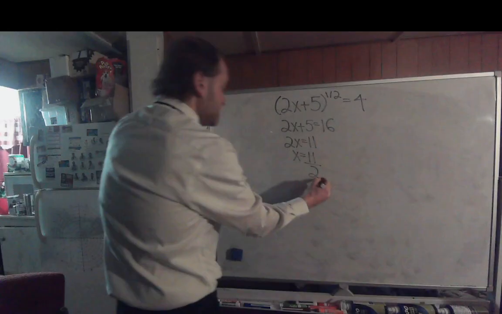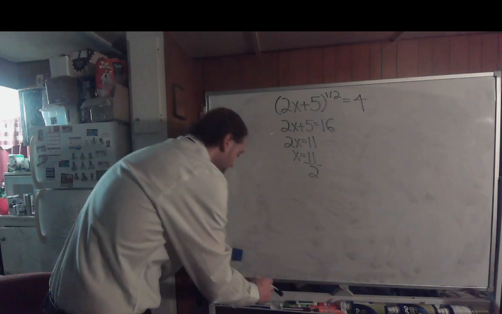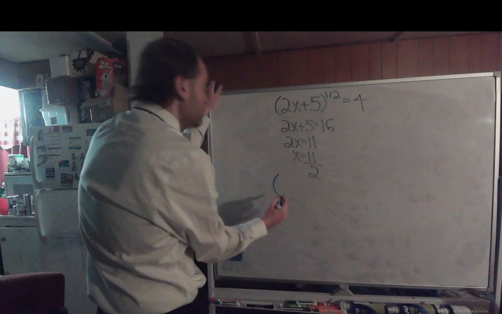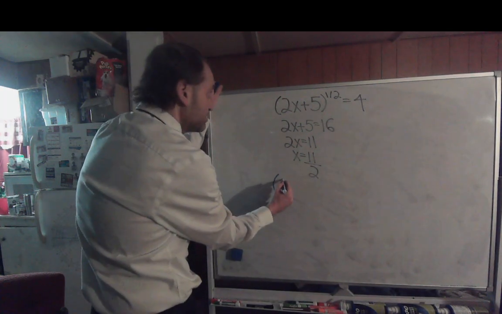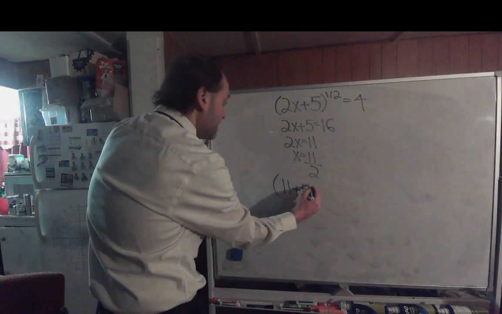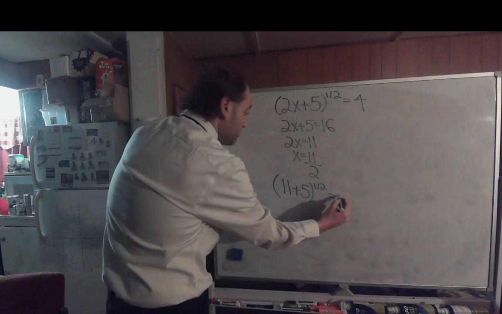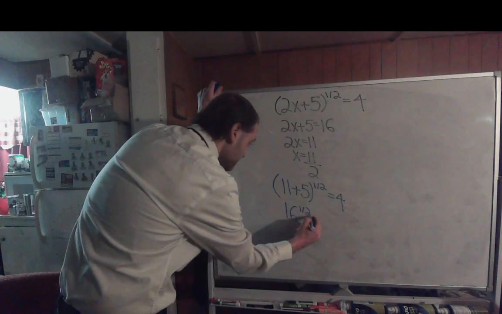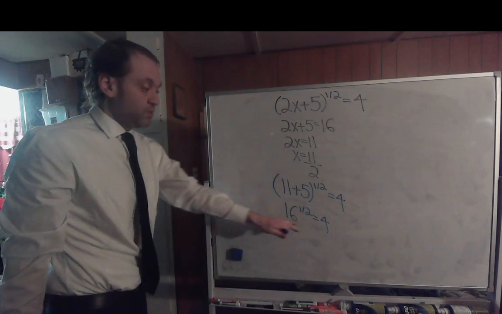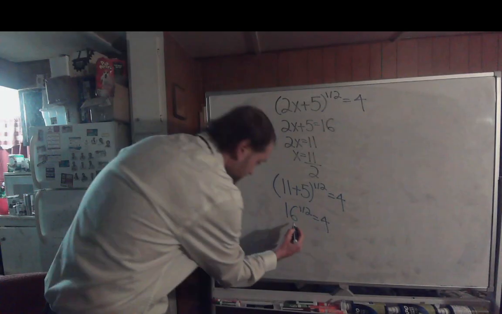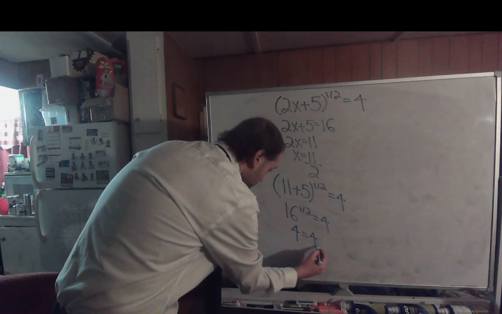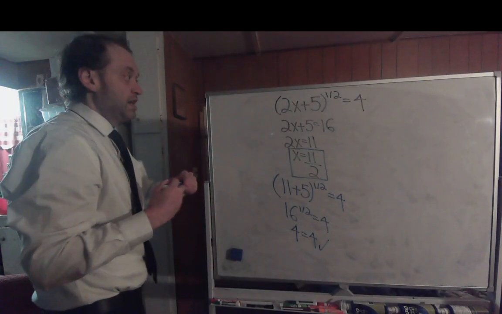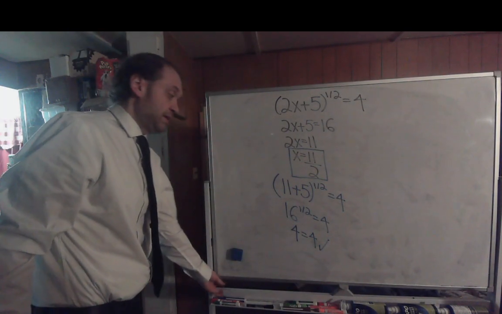But let's test the theory, see if that 11 halves actually works. So put this into the original. What is 2 times 11 halves? Well, that'd literally just be 11, right? So you get 11 plus 5 to the 1/2 equal to 4. What's 11 plus 5? So this would be 16 to the 1/2 equal to 4. 16 to the 1/2 is the exact same as the square root of 16, which would give you 4. 4 equals 4. This checks out. So the only value that works is x equals 11 halves.